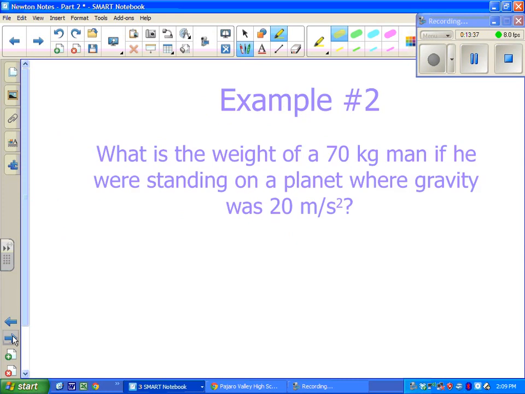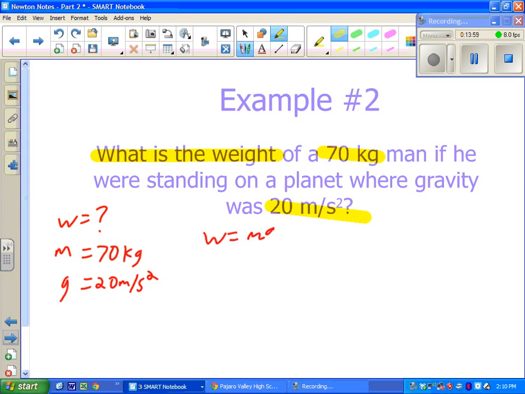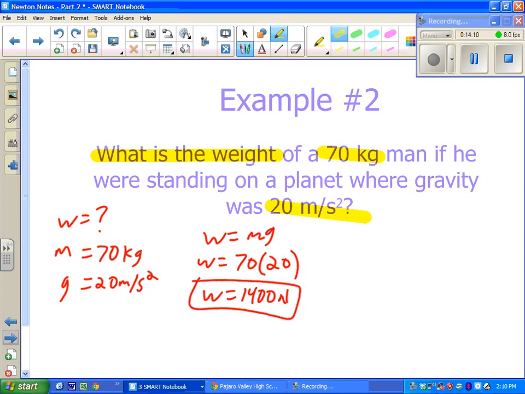We're going to do one more example. What is the weight? 70 kilograms. Kilograms is a dead giveaway. That is a mass. 20 meters per second squared. That is the gravity. So weight equals mg. Weight equals 70 times 20. Weight equals 1,400 newtons. Once again, easy peasy lemon squeezy. Very, very simple. Just multiplying mass times gravity.